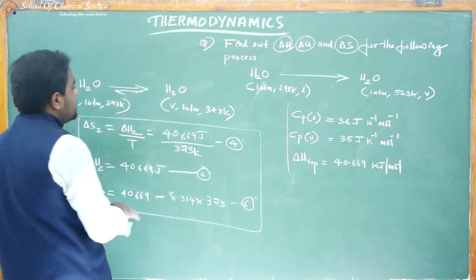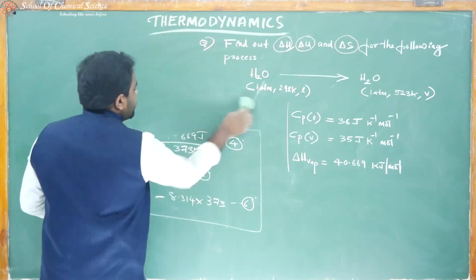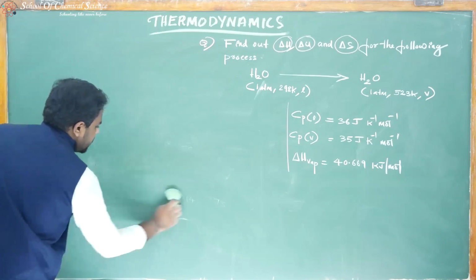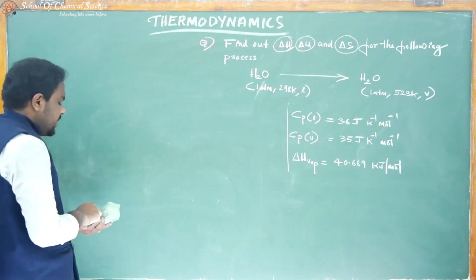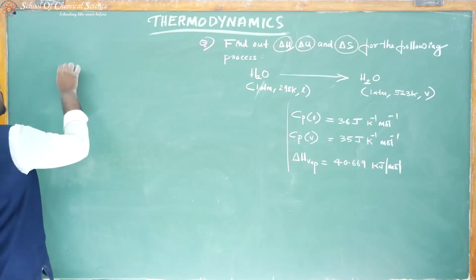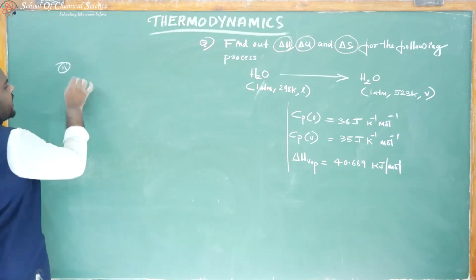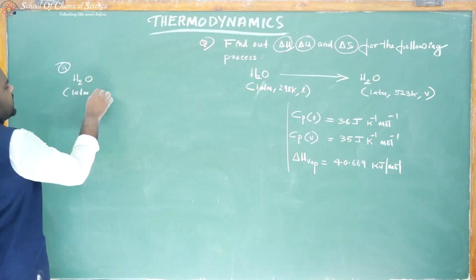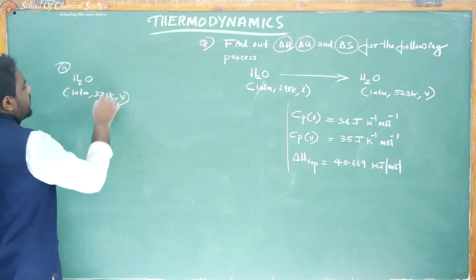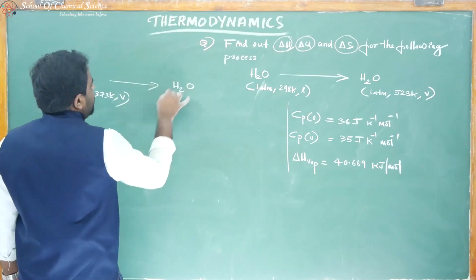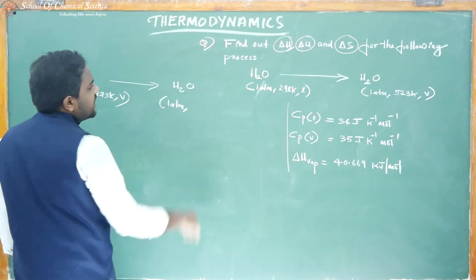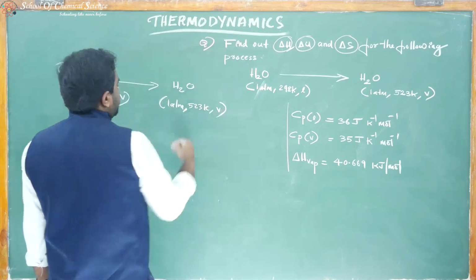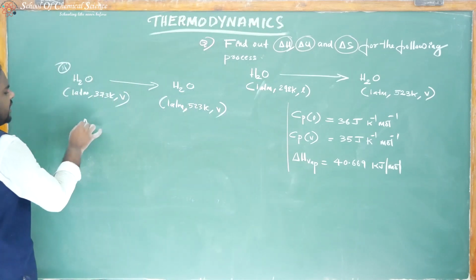Then third step, what will be the third step? Homework question, you have to complete the answer. Third step: your H2O vapor at 1 atm and 373 Kelvin is converted into H2O vapor at 1 atm and the final temperature given in the question, 523 Kelvin. So here, what is the entropy change?